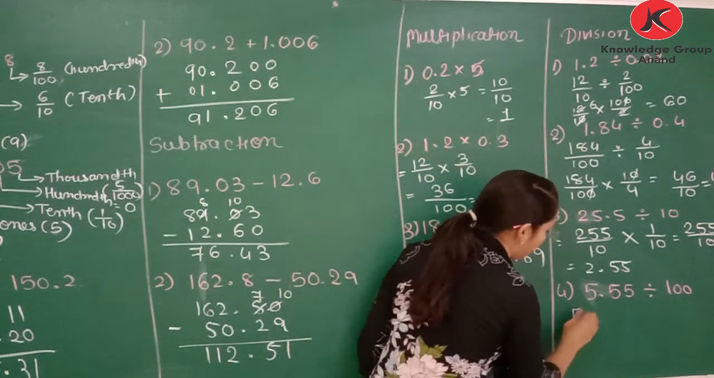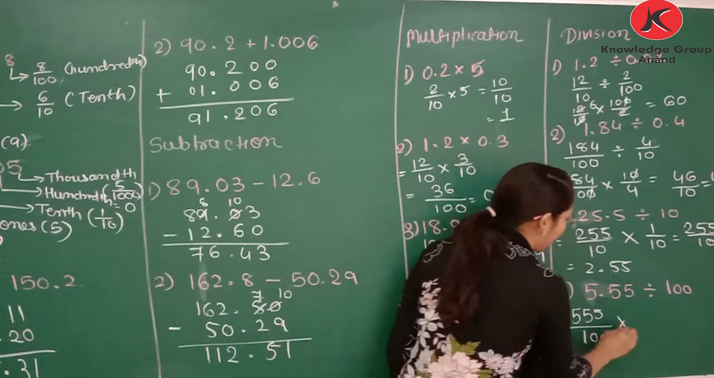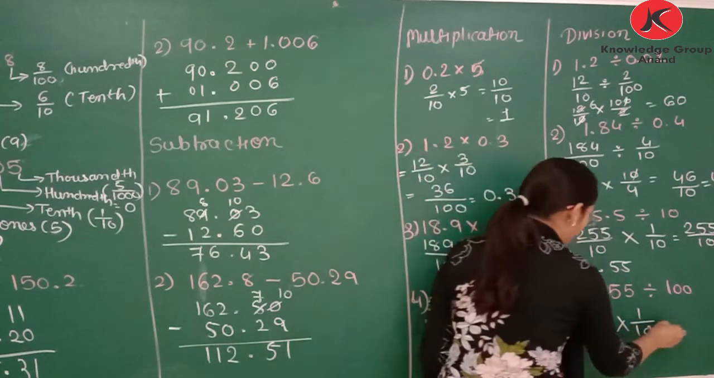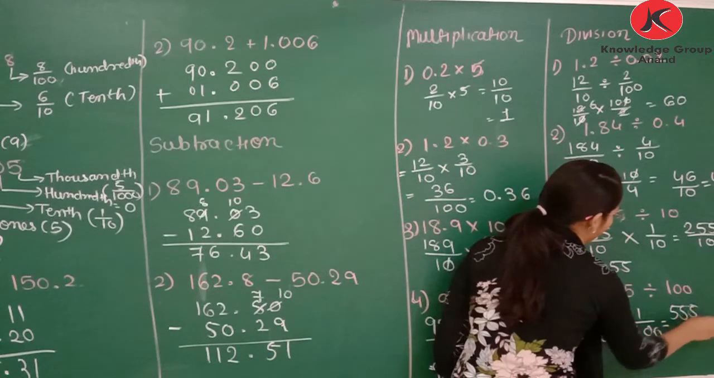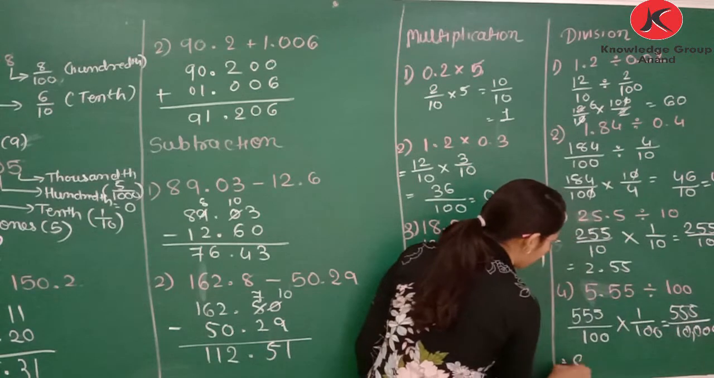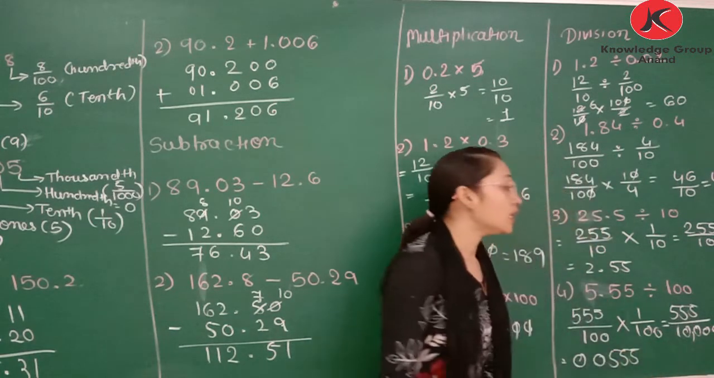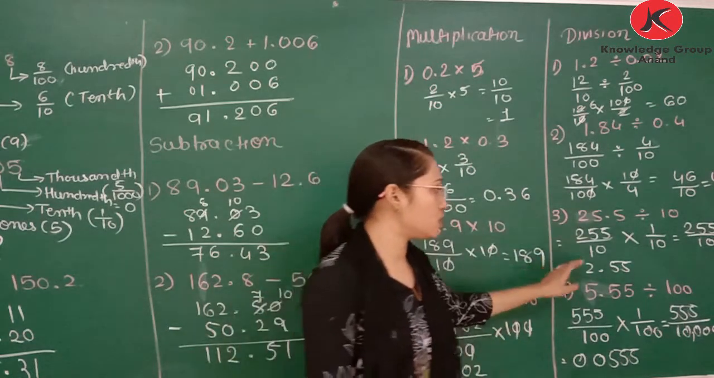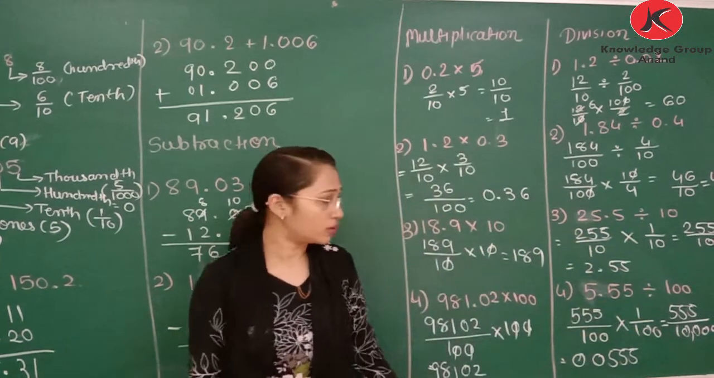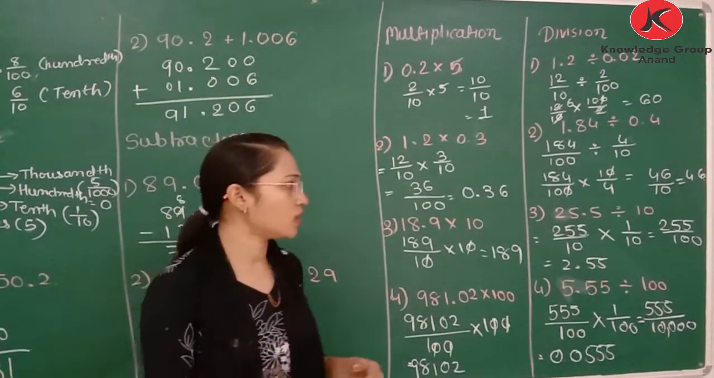555 can be written as 555 divide 100 multiply 1 by 100. Now how many zeros in a denominator? 4. 100 into 100 is 10,000. So you can write 0.0555. It means if there is a division of 100, 10 or 1000, you need to move the decimal point to the left side as many number of zeros in a division.